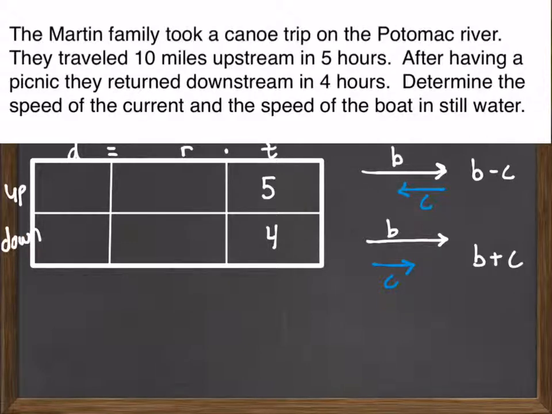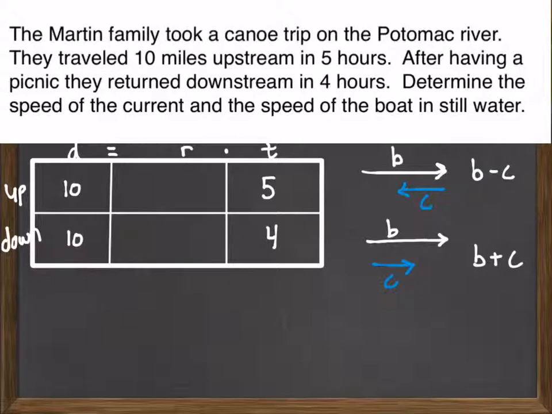So labeling here, up and down. Again, up took 5 hours, downstream took 4 hours. And then what we also know is the distance is 10 miles. Now, it doesn't really say the distance downstream was 10 miles, except we're told they returned. So, back to where they started, we would assume, and since the problem doesn't tell us anything else, we have to assume that it is, in fact, 10 miles downstream as well.